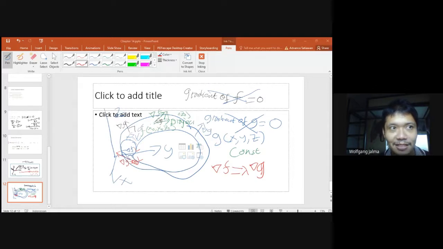So the gradient is not zero. It is normal to the constraint. So it is not zero. But I mean, that's okay.